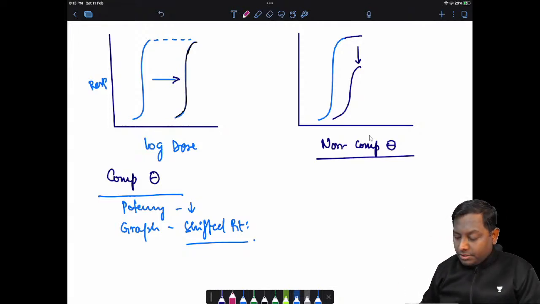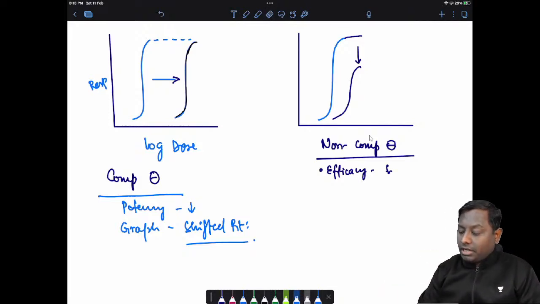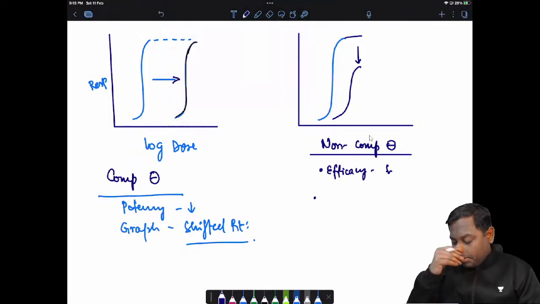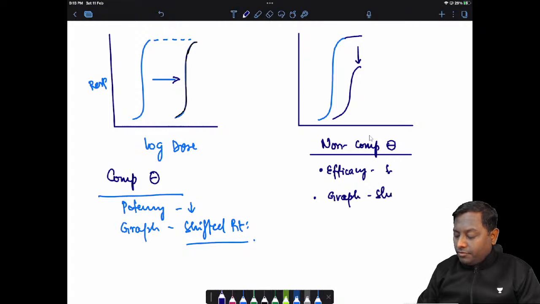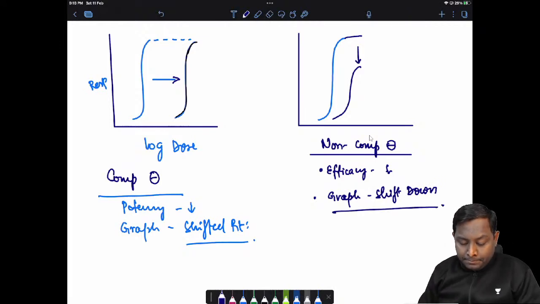Therefore, always remember a very important point here: in a non-competitive inhibitor, what is going to be affected is your efficacy, and efficacy will be decreased. So in non-competitive, the height of the graph will come down, efficacy will be decreased. And where will the graph go? The graph will be shifted more towards the downside. So this is a question that comes up again and again, right?